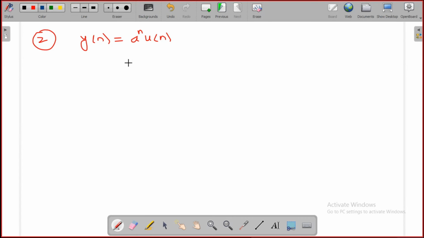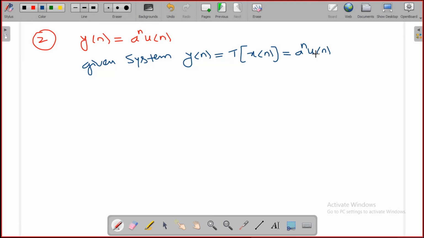First one. What do you need to find? Let us say the given system y of n, which is equal to T of x of n, is equal to a power n into u of n. Now find the response for delayed input.